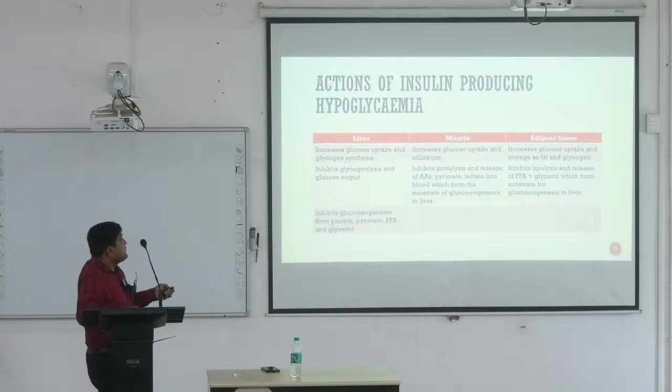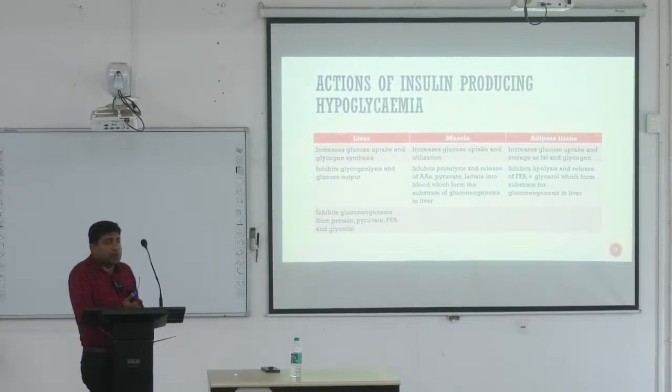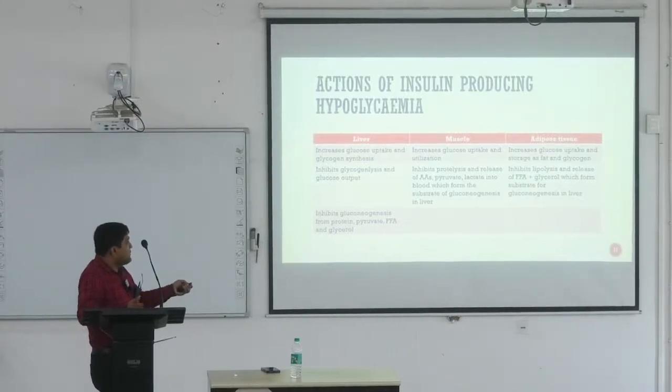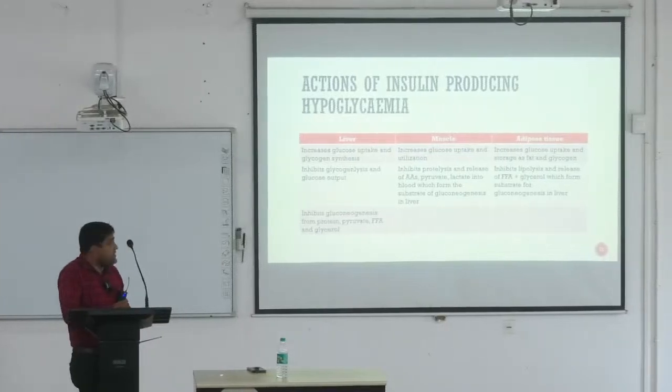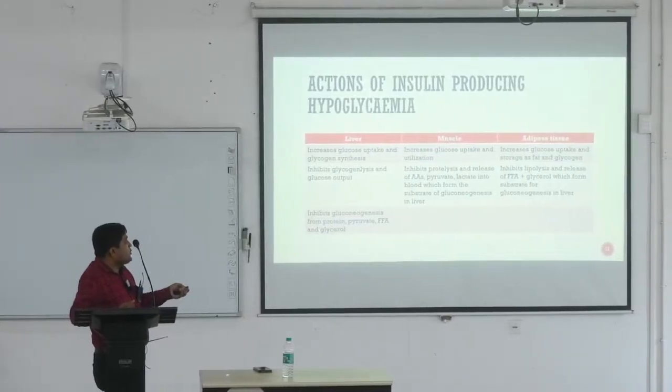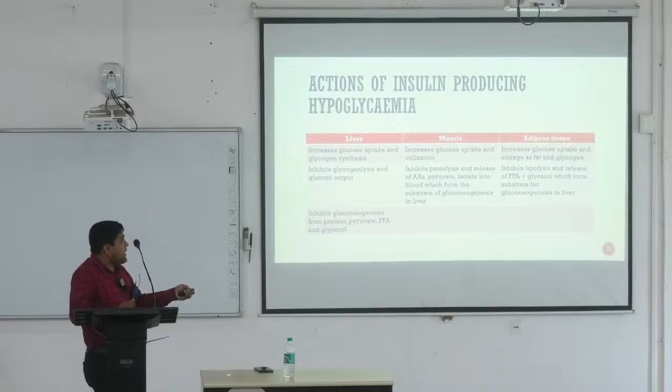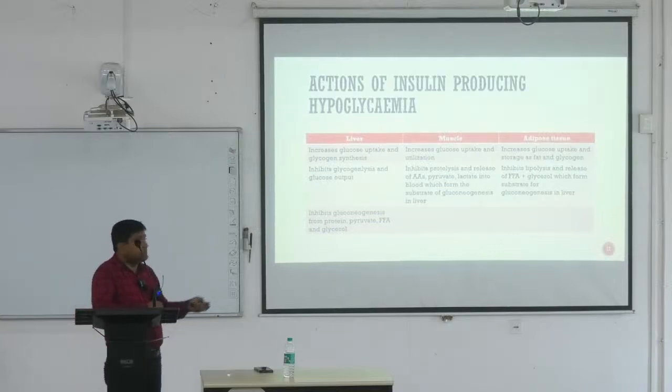Now, how does insulin trigger hypoglycemia? By its action on liver, muscle and fat. In liver, it increases glucose uptake and utilization, inhibits glycogenolysis and glucose output, and inhibits gluconeogenesis. In the muscle, it increases glucose uptake and utilization and inhibits proteolysis. In fat, it increases glucose uptake and inhibits lipolysis.